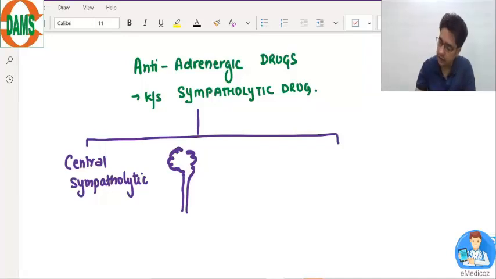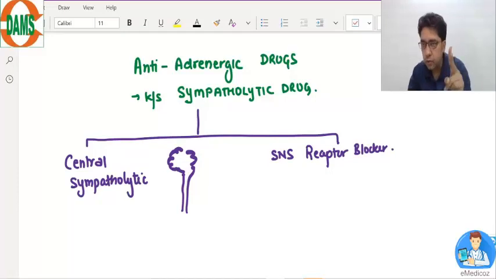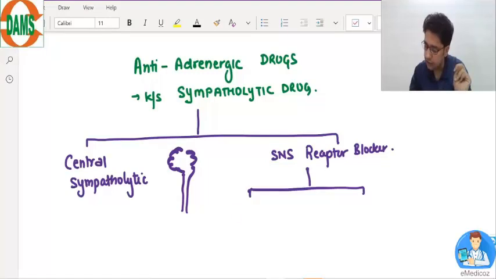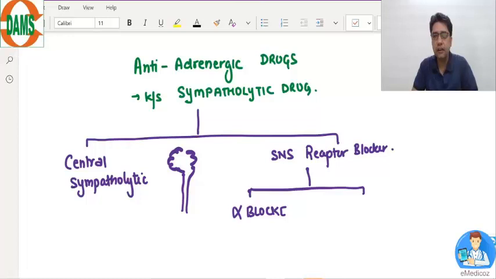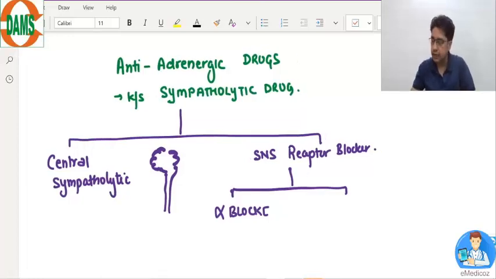And second, you will write receptor sympathetic nervous system receptor blocker. And can you tell me two types of receptors in the sympathetic nervous system? Either these drugs are alpha blockers or these drugs are beta blockers. Either they are alpha blockers or they are beta blockers. Okay? Alpha blockers or beta blockers.